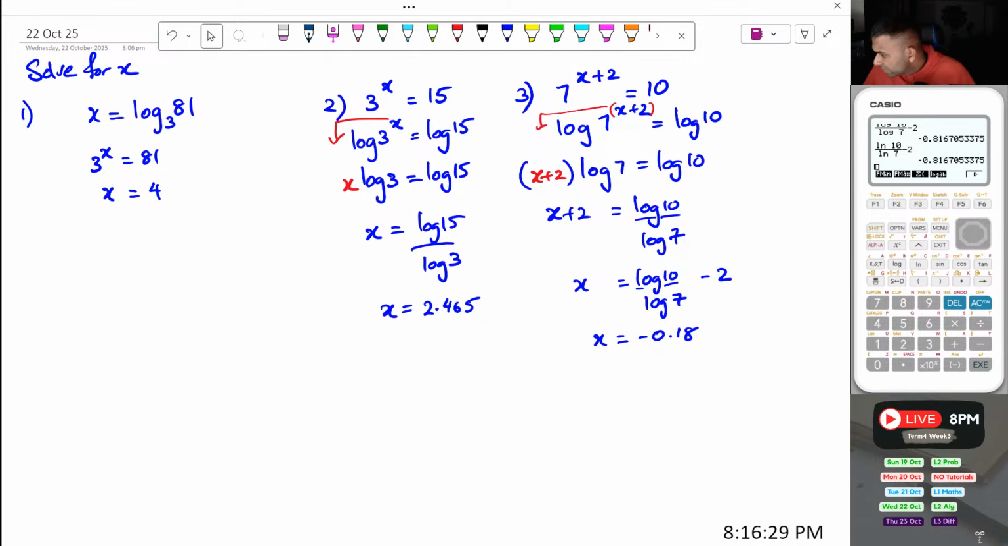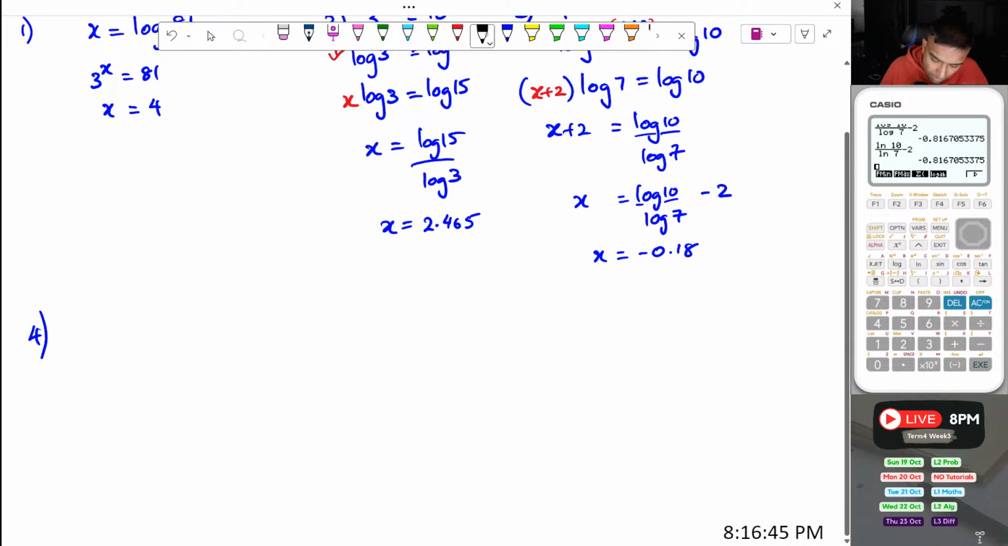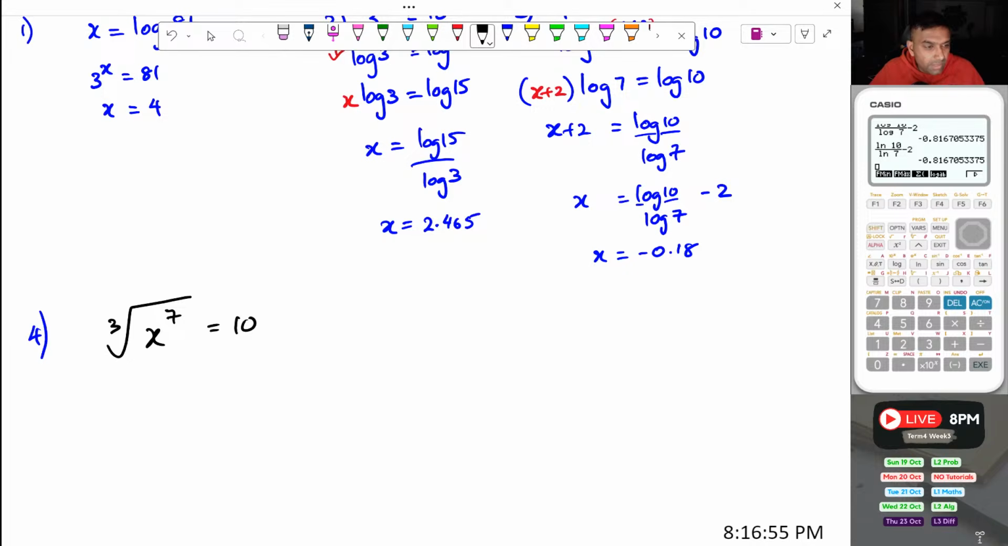All right, so what else do we have here? The next lot of questions we're going to be doing, let me put a couple of fractions in there as well. We're going to do question number 4, something like this. Again, I'm going to leave you there for a second to try this question, and we'll go from there.